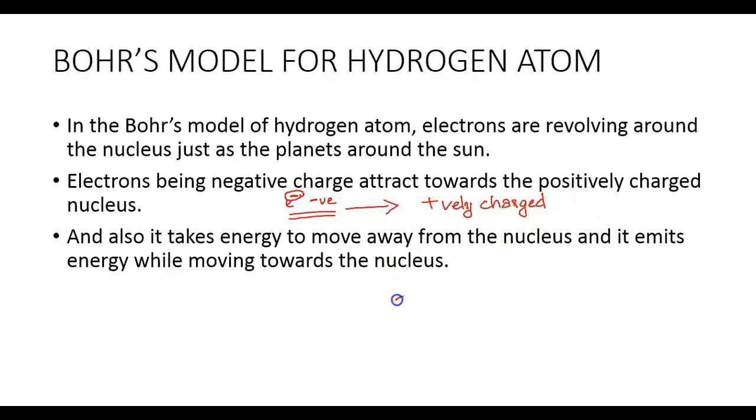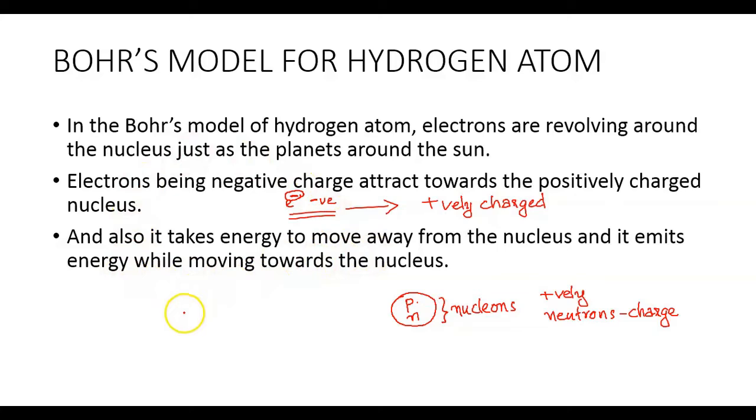Because in the nucleus, suppose this is a nucleus, you can see here proton and neutron. Together these can be called nucleons, and among the nucleons, the proton is positively charged, and the neutron, this N for neutron, is chargeless. Therefore the charge of the nucleus is positive, and the electrons are attracted towards the positively charged nucleus. And it takes energy to move away from the nucleus, and it emits energy while moving towards the nucleus.